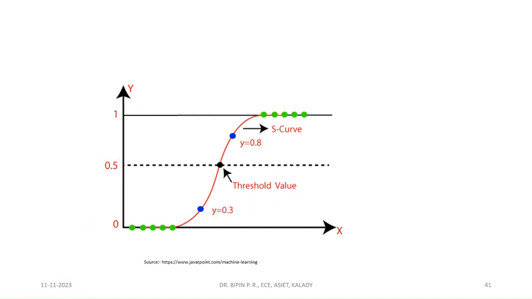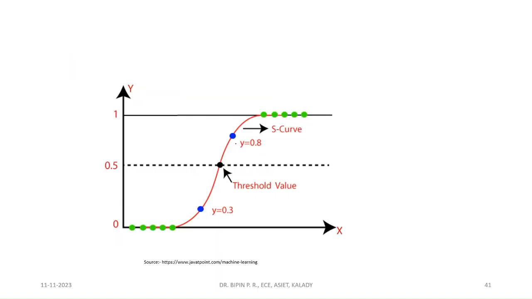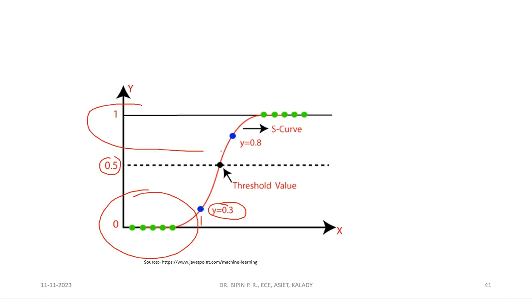So here the thing is, take the input, apply it into this equation, get the value y of x. Now plot that value here, or check whether it is less than 0.5 or greater than 0.5. If it is less than 0.5, it should belong to class 0. If it is greater than 0.5, it should belong to class 1. That's it. Simple. Actually, this is far more complex.